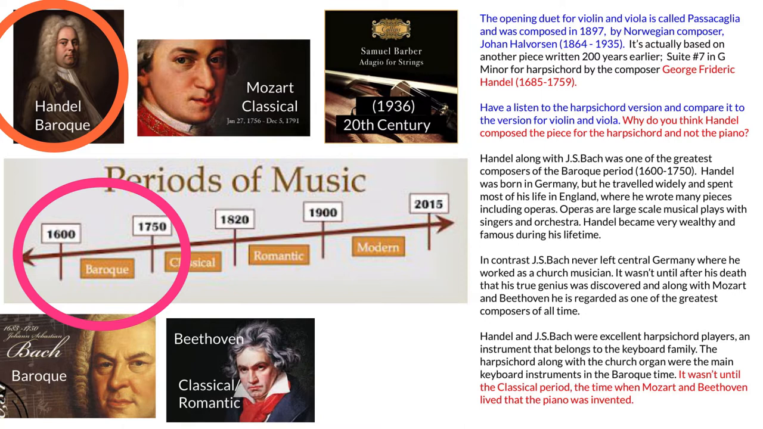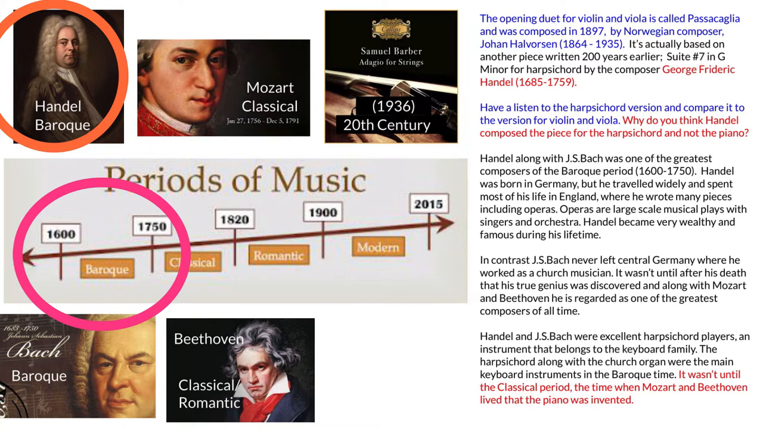In contrast, J.S. Bach never left central Germany where he worked as a church musician. It wasn't until after his death that his true genius was discovered, and along with Mozart and Beethoven, he is regarded as one of the greatest composers of all time.